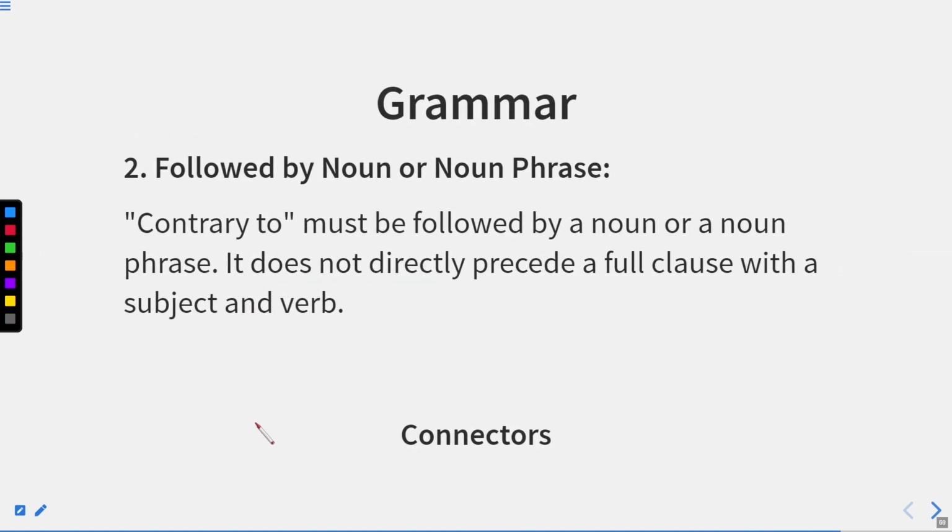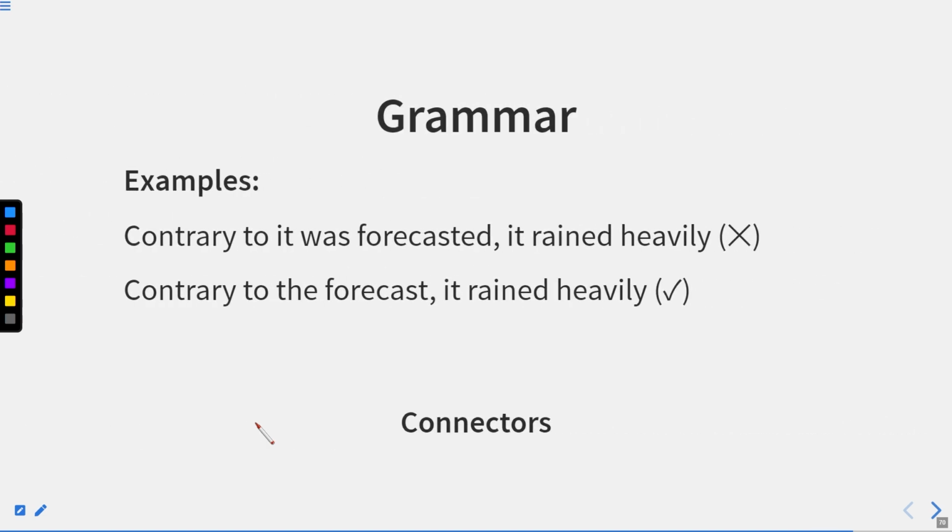Followed by a noun or noun phrase. Contrary to must be followed by a noun or a noun phrase. It does not directly precede a full clause with a subject and a verb, as we have seen already in the case of in spite of and despite. This is also the same as that. Contrary to it was forecasted: it was forecasted is a clause, but it is not required. So the correct sentence will be: contrary to the forecast, it rained heavily. So this will be the correct sentence.